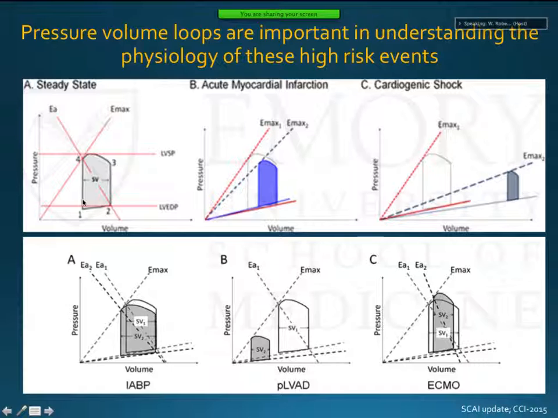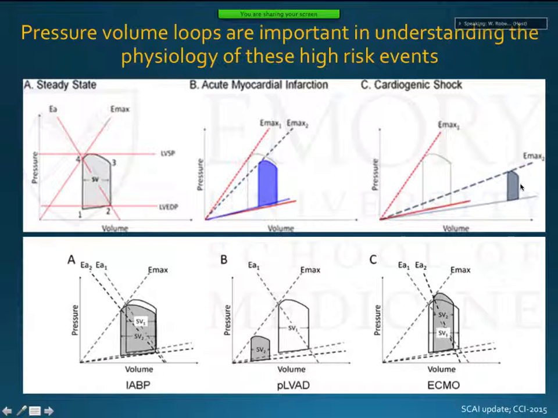Now, in acute myocardial infarction, the end diastolic pressure goes up, systolic pressure goes down. The stroke volume, which is between these two margins, or the area of LV work, actually shrinks in size. And the slope of Emax, which is the contractility of the left ventricle in stable condition when the ventricle is not filling, actually goes down substantially. In cardiogenic shock, again, the end diastolic pressure is increased, systolic pressure reduced, stroke volume is markedly reduced, and LV work is substantially diminished.